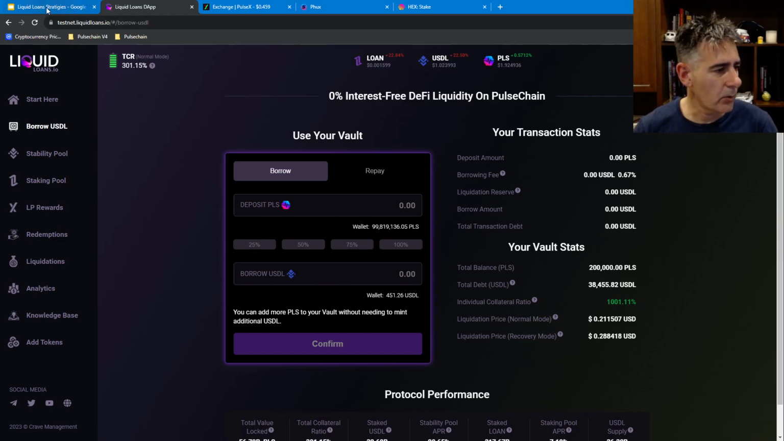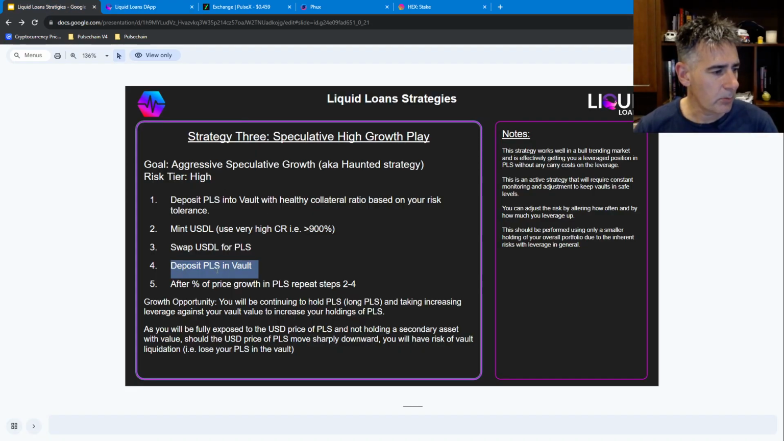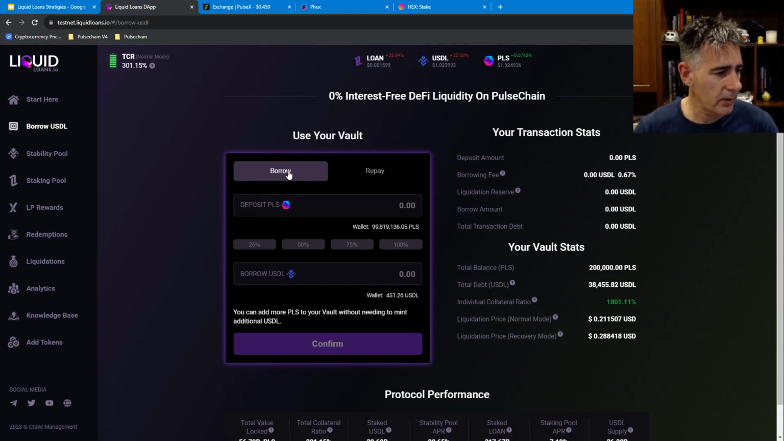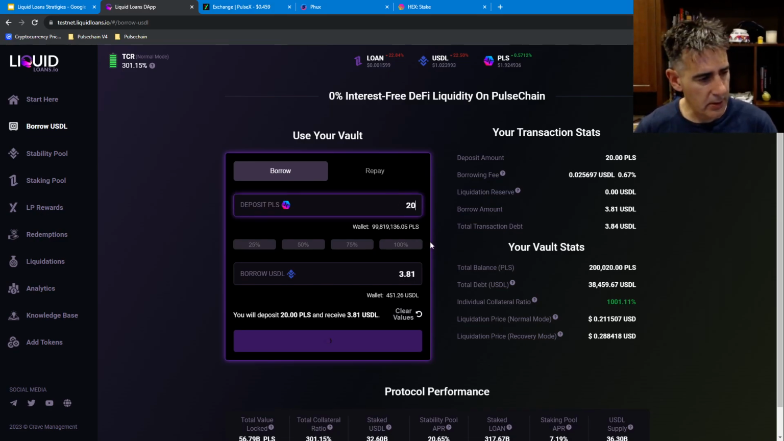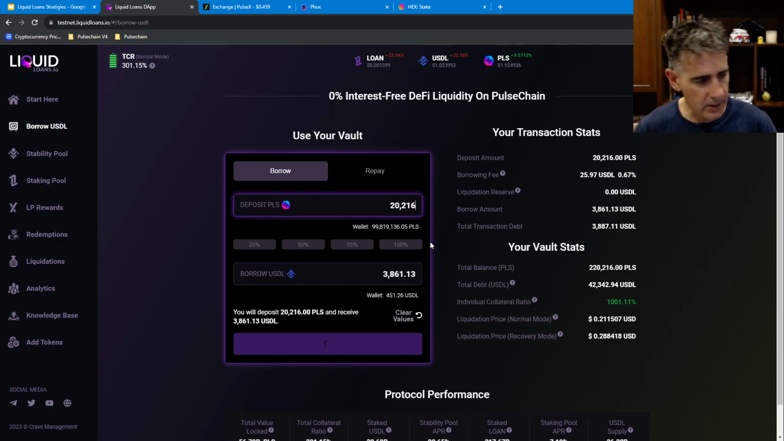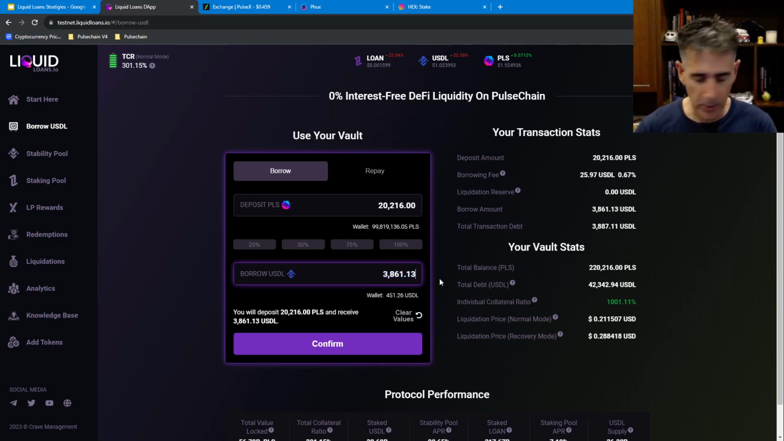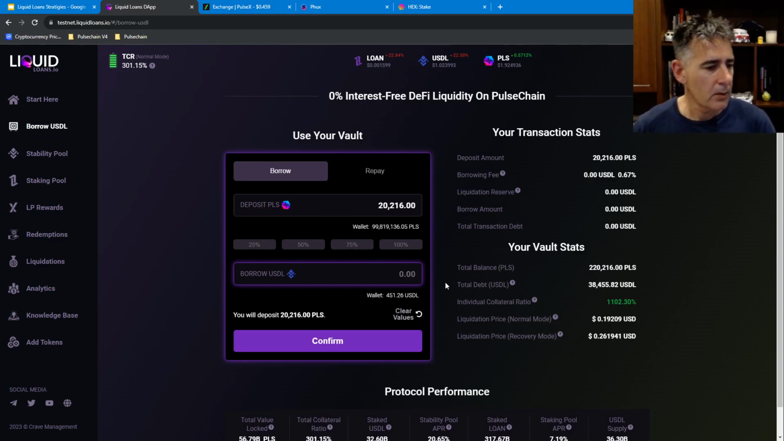Okay, so we said we were going to deposit the pulse that we just got back into the vault. So let's go ahead and we will deposit. I said it was 20,216. Okay, we don't want to borrow any extra USDL. So we're just going to deposit that, and instantly you can see it's improved our collateral ratio. So we've gone up an extra 100% on our collateral ratio.